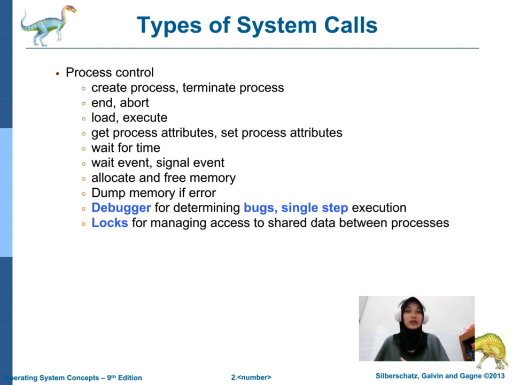Then allocate and free memory, and dump memory, and on error, the debugger for debugging bugs, and single step execution. And the last ones are locks for managing access to shared data between processes.